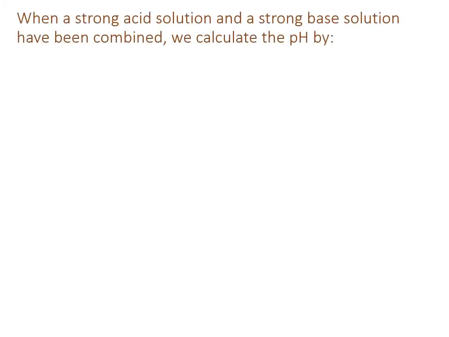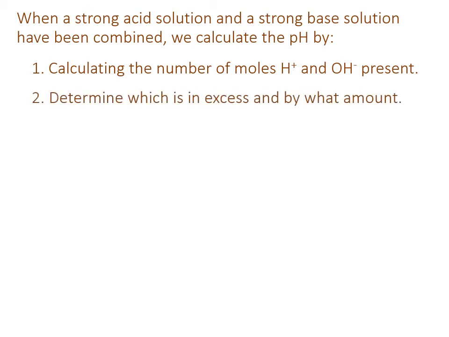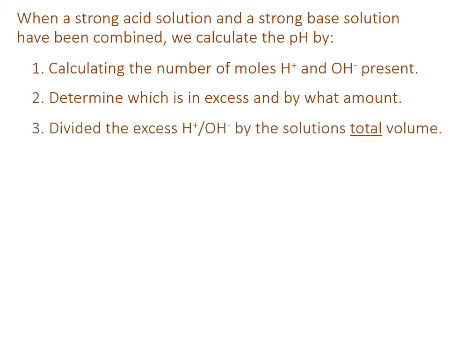Well, that's one type of question. The other type of question looks like this. When a strong acid solution and a strong base solution have been combined, we calculate the pH by: 1, calculating the number of moles of H+ and OH- present; 2, determining which is in excess and by what amount; 3, dividing the excess H+ or OH- by the solution's total volume; and then 4, calculating the pH.